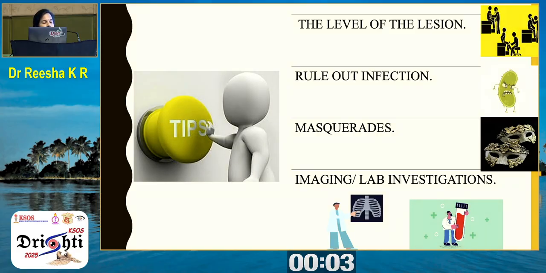Always identify the level of the lesion, whether it is at the level of retina or choroid, and identify whether it is only ocular or part of a systemic disease. And always rule out infection and masquerades. Imaging and lab investigations will help you in further management.